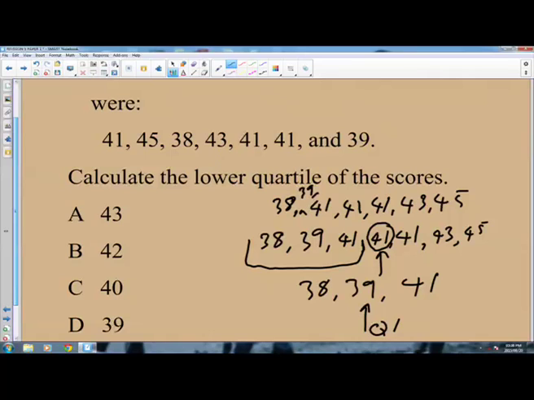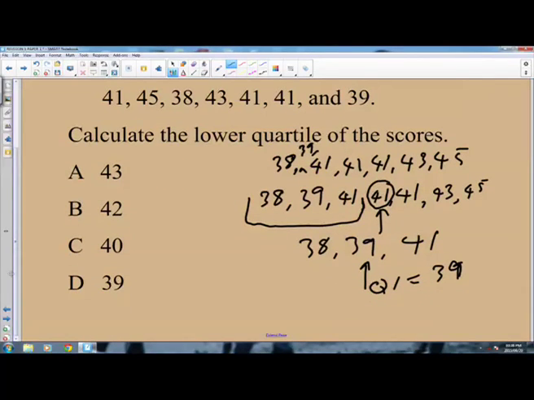We now go and check, do we have 39 as the lower quartile from the alternatives? We should have. Let's go and check. A is 43, that's not the answer. B is 42, C is 40, and then the last alternative D is 39, and that is the correct answer as per this distribution. So that's how we find the lower quartile when given a distribution.